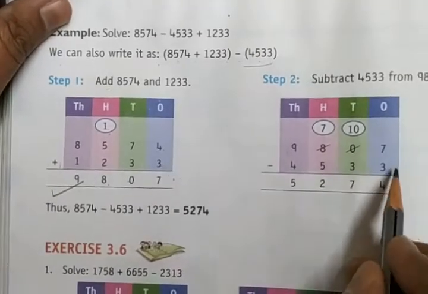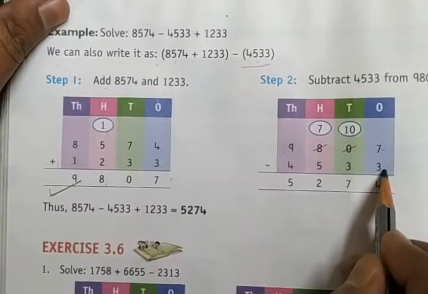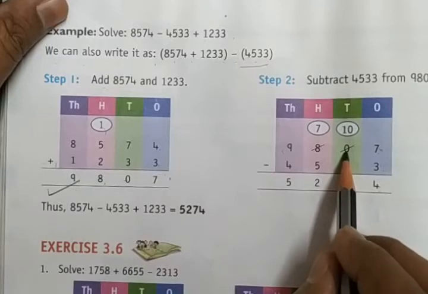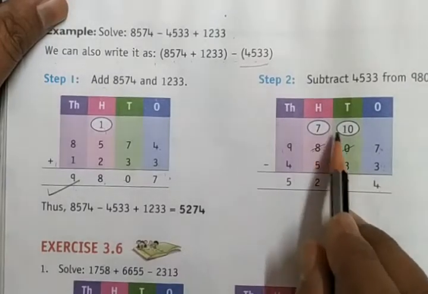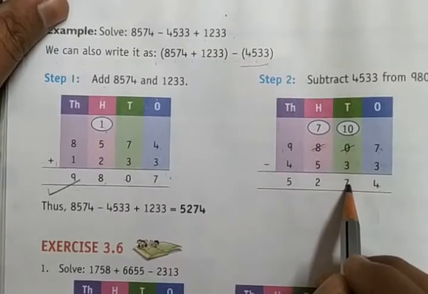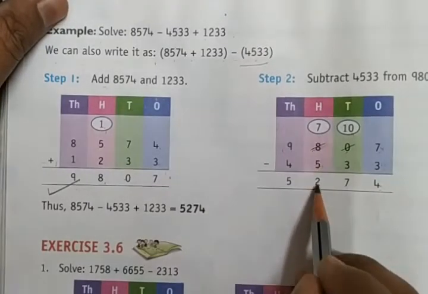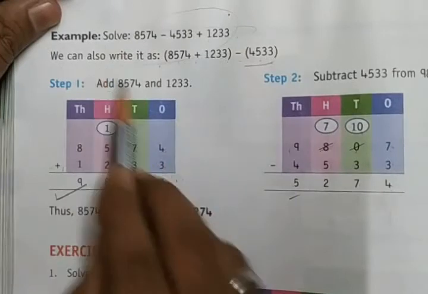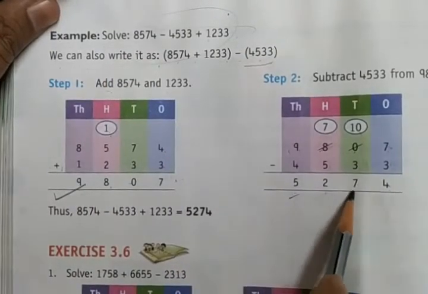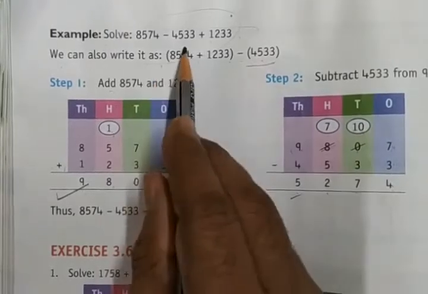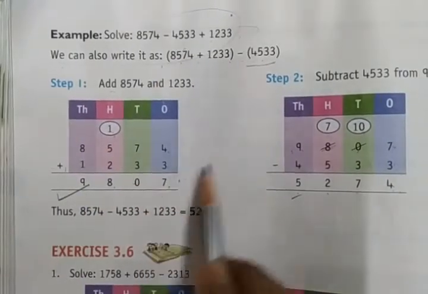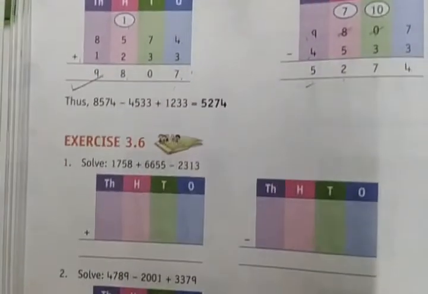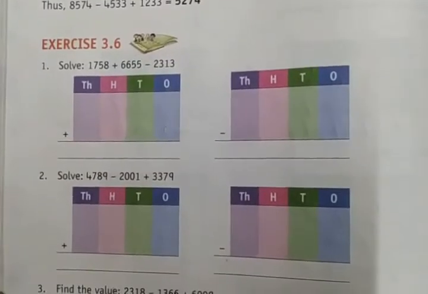You have to subtract. 7 minus 3 is 4. Then 0 is here. For that you have to borrow. The 8 will become 7. 0 will become 10. 10 minus 3 is 7. Okay. Then 7 minus 5 is 2. 9 minus 4 is 5. So the total answer, this addition and the subtraction answer is 5274. First we have to go for addition. The result you have to subtract from the subtrahend. Okay. So based on that above example, let's solve exercise number 3.6.